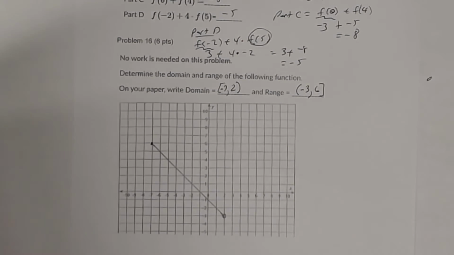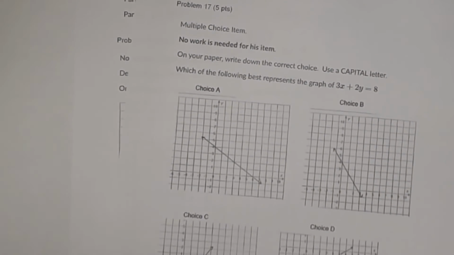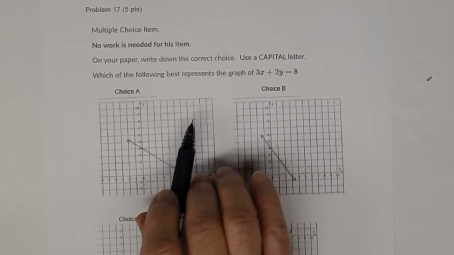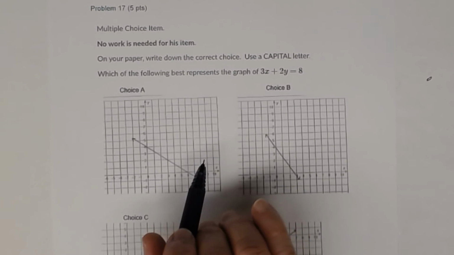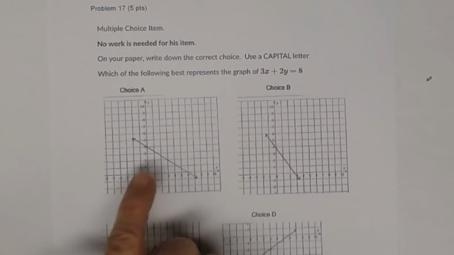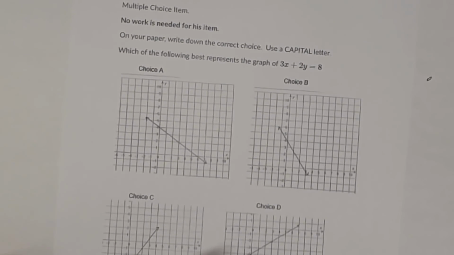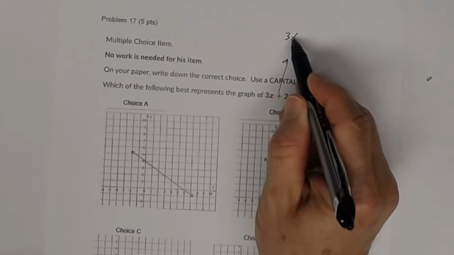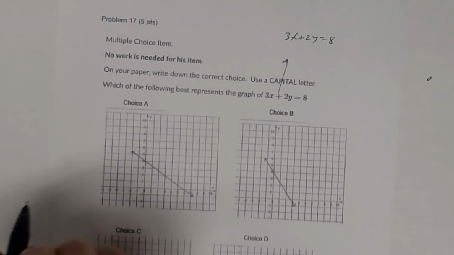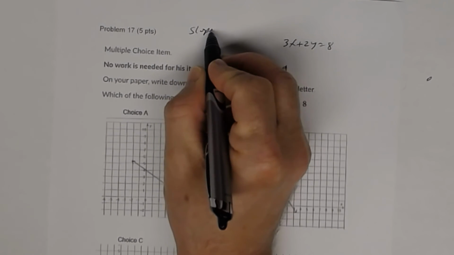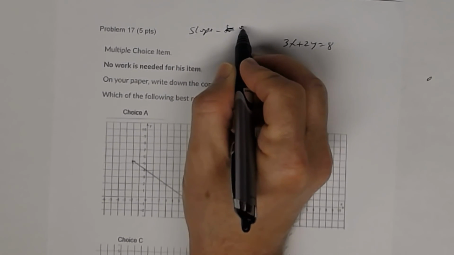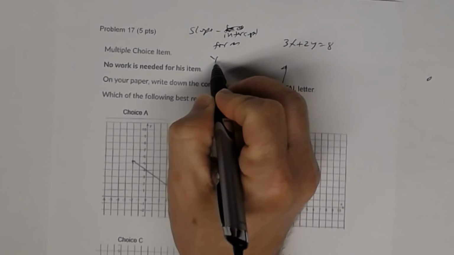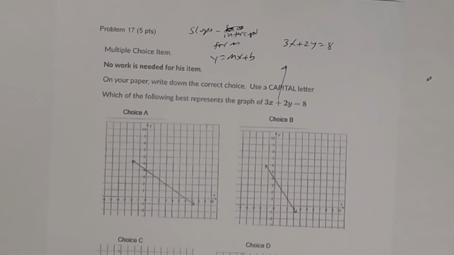And then finally, number 17. That one was an easy one. Remember, you know this is a linear equation. We just had a linear equation a while ago, and you want to determine which one of these best represents that graph. The way to do this is to get y by itself. So we have 3x plus 2y equals 8. Basically you're writing this in slope-intercept form, which is y equals mx plus b. That's the best way to do that.